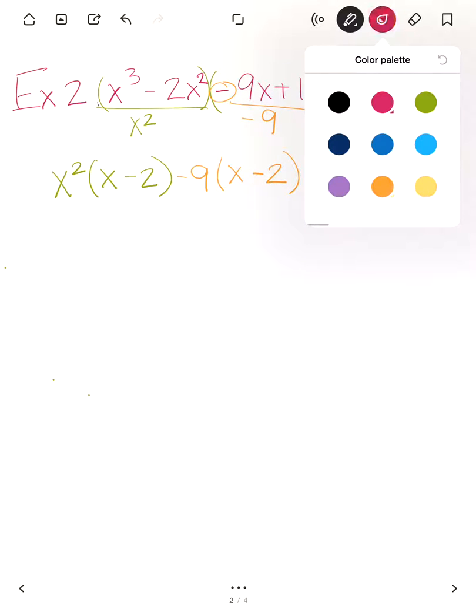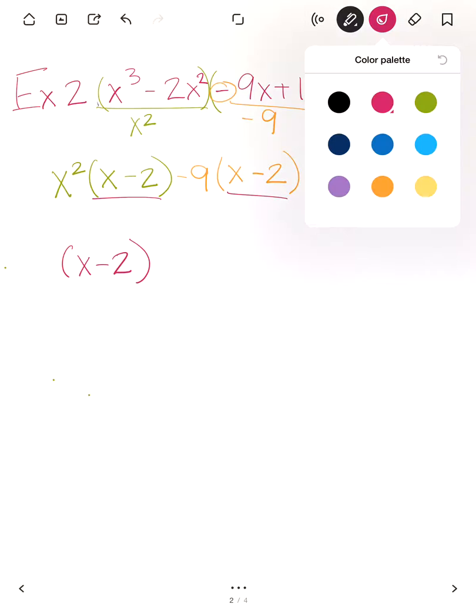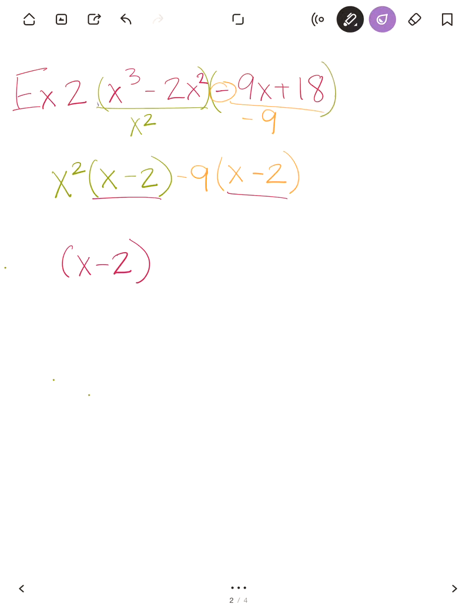My goal is to have the same thing in the parentheses. Okay, so I do have the same thing, so I write it down once. It's my greatest common factor. And then I need to write down everything I have left. So I have an x squared left and a negative 9 left. I put them together. Okay, x squared minus 9.